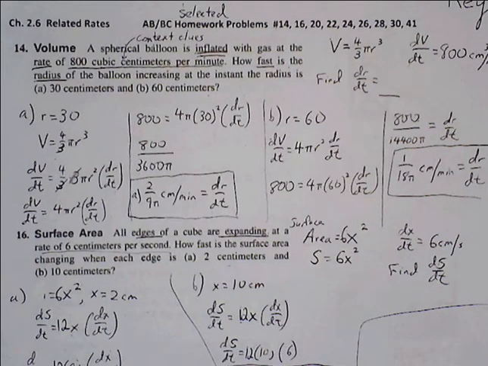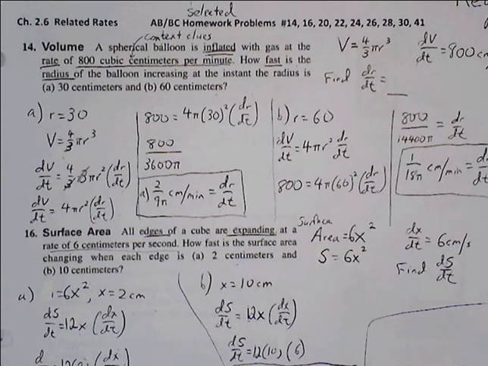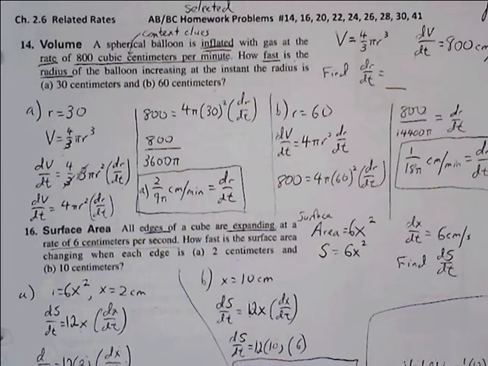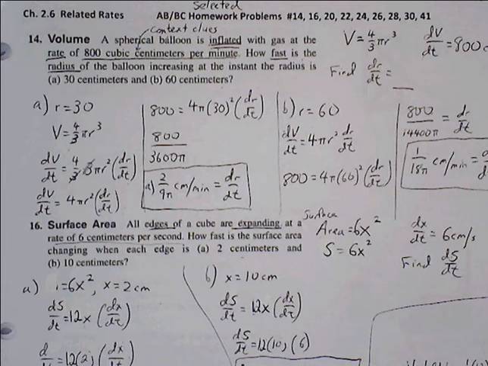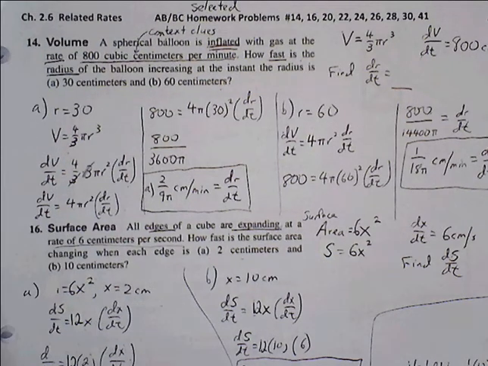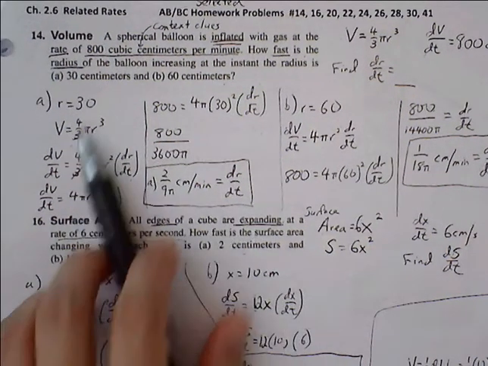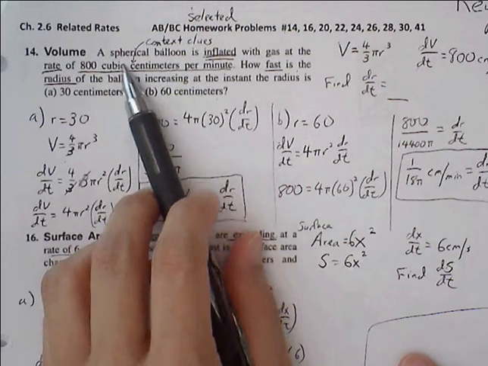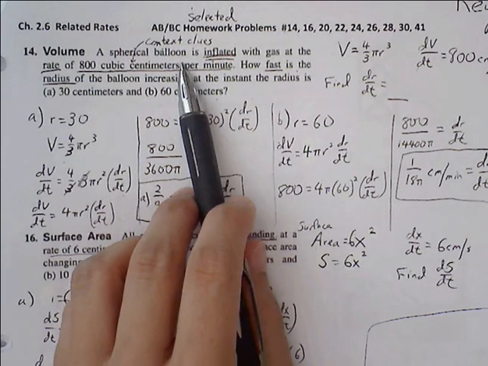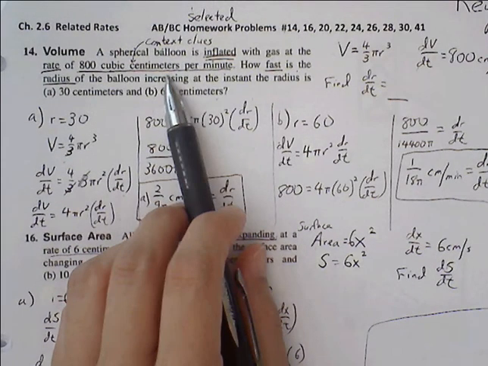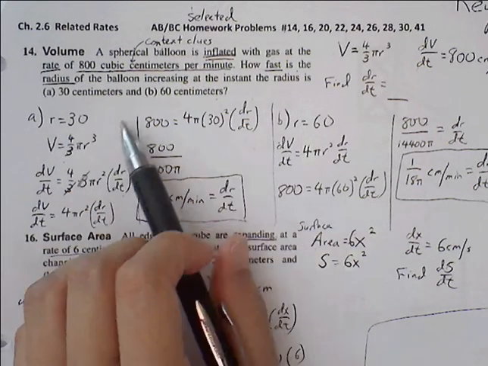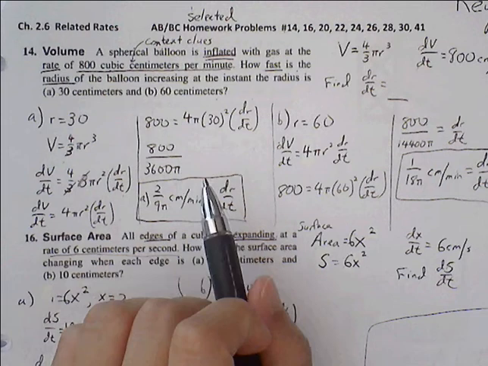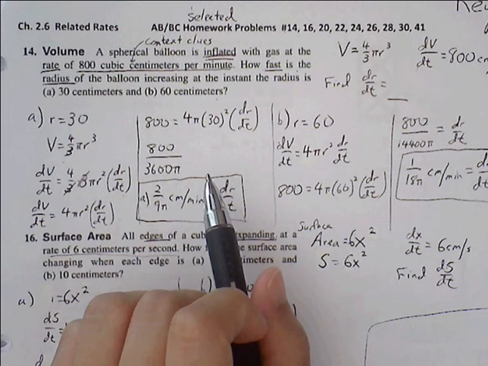Let's look at 2.6 related rates, some selected homework problems. We're looking at some volume and surface area problems. For 14, a spherical balloon is inflated with gas at a rate of 800 cubic centimeters per minute. How fast is the radius of the balloon increasing at the instant when the radius is 30 centimeters, and part B, 60 centimeters?